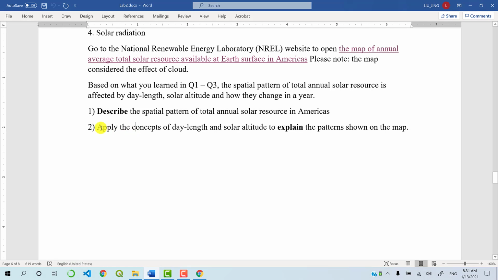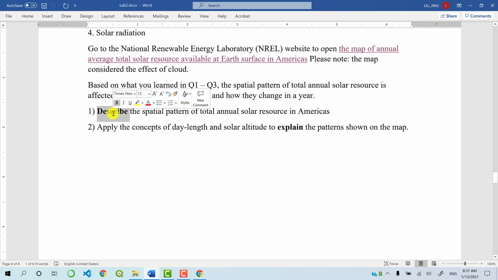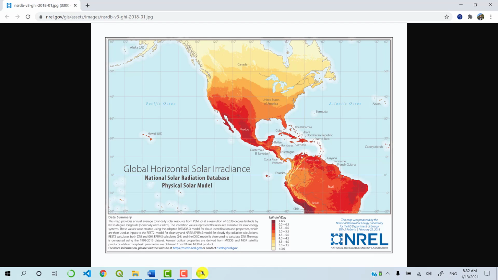The second question is: apply the concept of day length and solar altitude to explain the pattern shown on the map. Explain why. The first one is describe; you just describe what you see. But here the question is why? Don't mix up those two concepts. So why does Mexico have the highest? Why Mexico have the highest? And why, at the equator, don't you have the highest, right? Consider why it's like that.